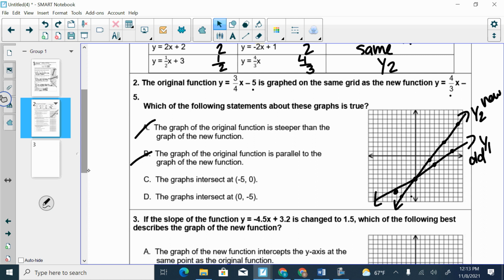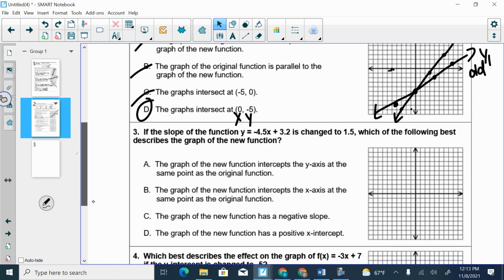Okay, the next one says that these graphs intersect at -5, 0. No, because that would be over here, right? Okay, last one says they intersect at 0, -5. Yes, that would be right there. Remember when we plot a coordinate point, it's always x, then y, right? Okay. All right, next one.